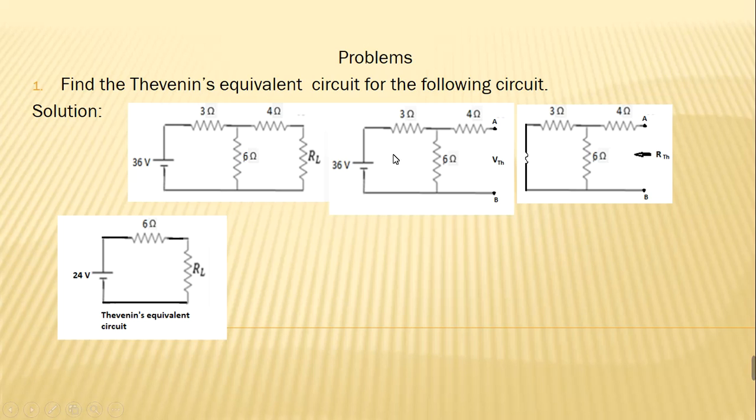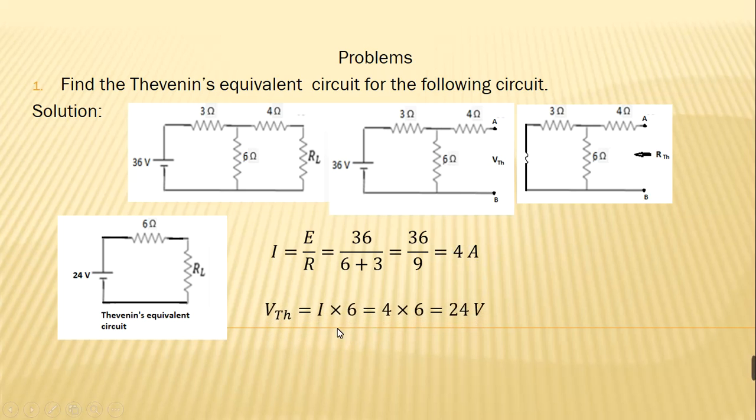To calculate I, we have to do EMF divided by total resistance, that is 36 volts divided by total resistance, which is 3 plus 6. So it comes out to be 4 amperes. So V Thevenin is equal to I into the resistance across which we calculate the Thevenin voltage. So 4 amperes into 6 ohms will give you the Thevenin voltage. That is I into 6, that is 4 into 6, which is equal to 24 volts. So we have calculated the Thevenin voltage.